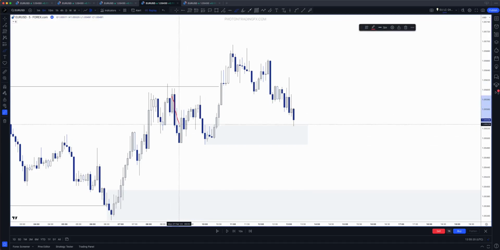Like this is a straight movement down. That's a structural pullback into this supply zone. And then we get another leg down. That's kind of what I mean. Whereas this is kind of just one movement. It's just efficient price action.